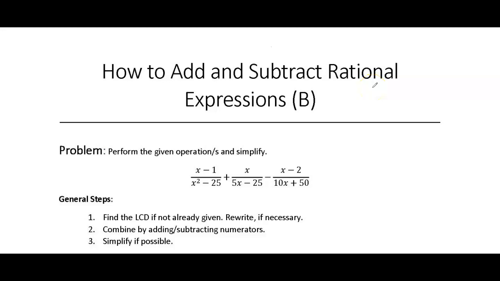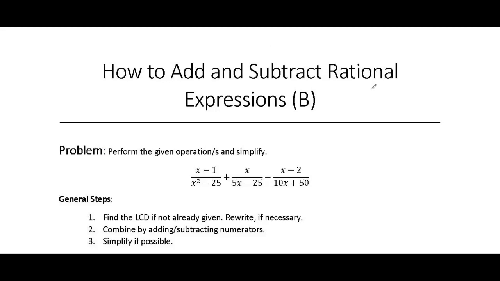How to add and subtract rational expressions. Example B. Perform the given operations and simplify. We have x minus 1 over x squared minus 25 plus x over 5x minus 25 minus x minus 2 over 10x plus 50. We first want to make sure that we have a common denominator.